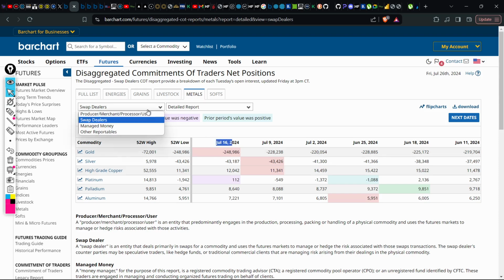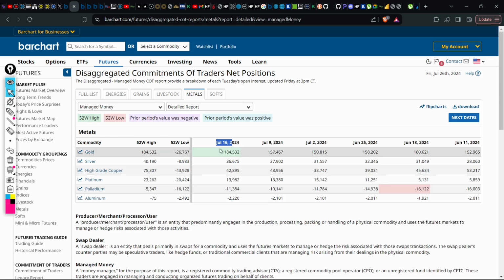If you look at the other one, managed money, you can see the position is the same. Remember.